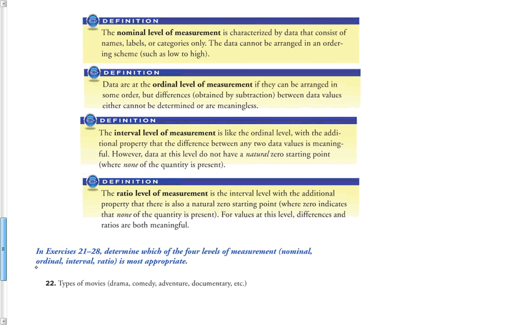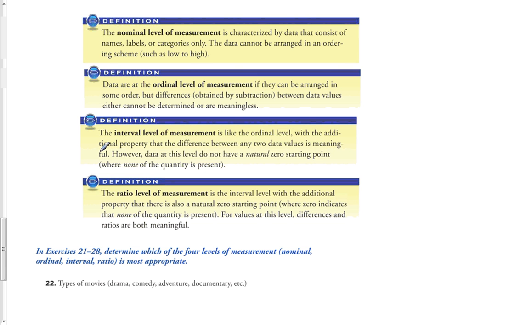We have our levels of measurement. There are four levels of measurement that we're going to talk about. The first one is the nominal level of measurement, and this is characterized by data that consist of names, labels, or categories. The data cannot be arranged in any order or scheme from highest to lowest, for instance.